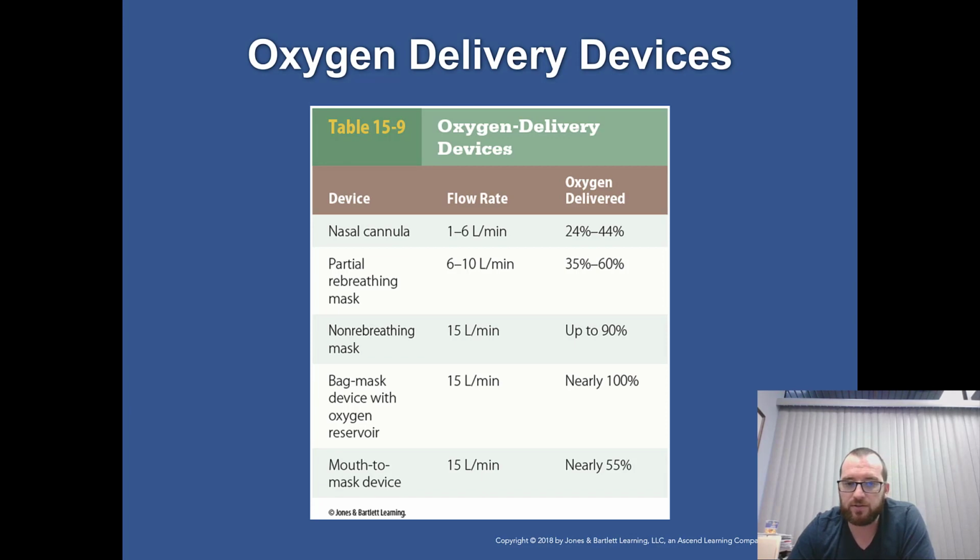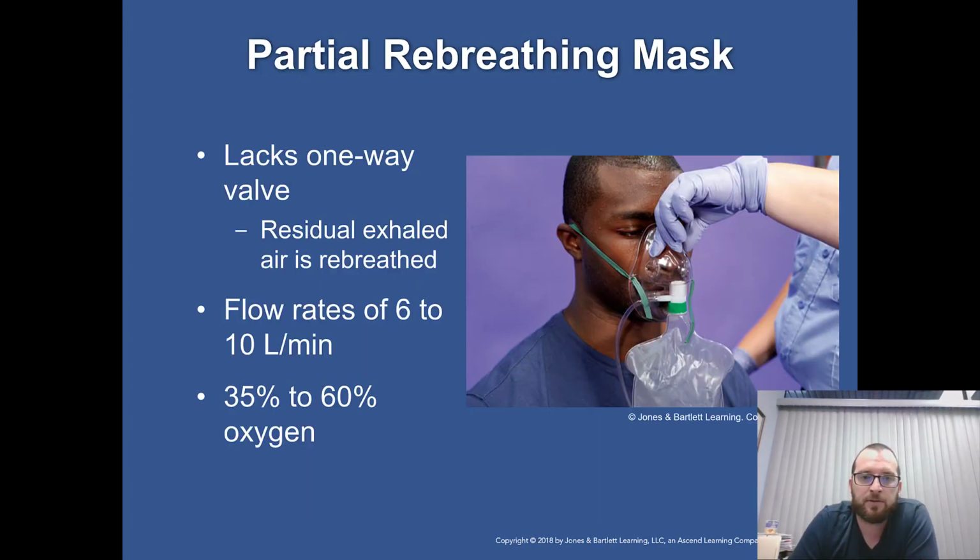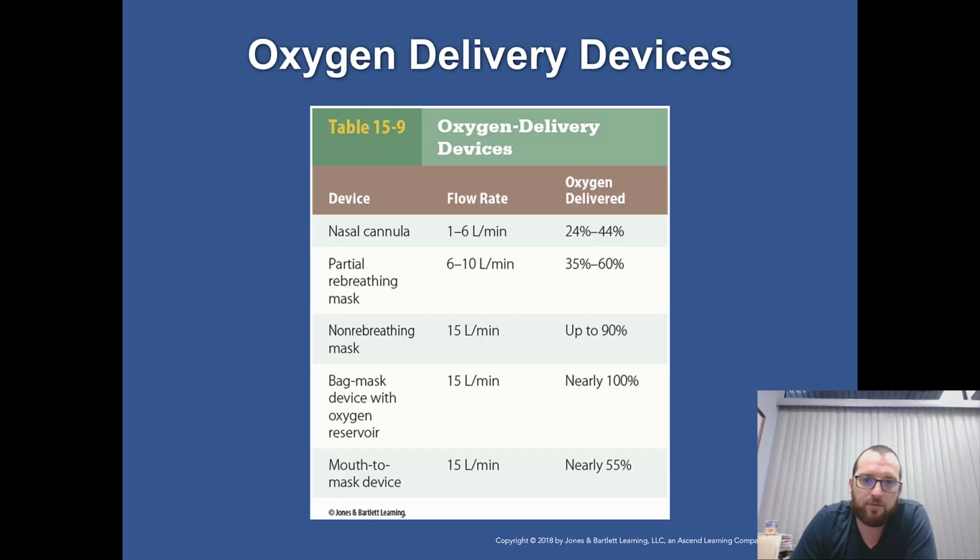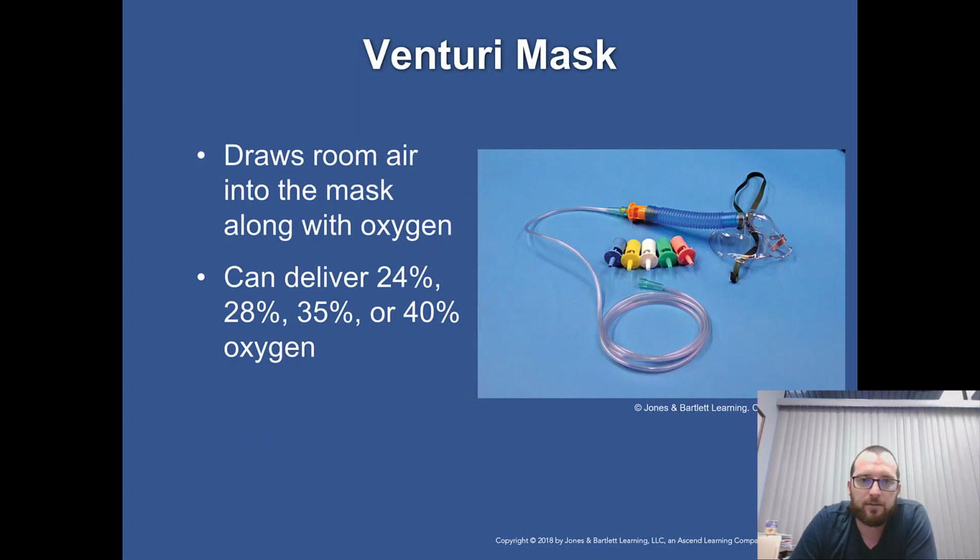Non-rebreathers, 15 liters up to 90, right? BVM, 15 liters per minute, pretty much 100%. The only time it's not 100% is if we're not maintaining a good face-to-mask seal when we're bagging the patient, right? All right, so these ones kind of go back through the information from that table. So again, should be pretty straightforward.